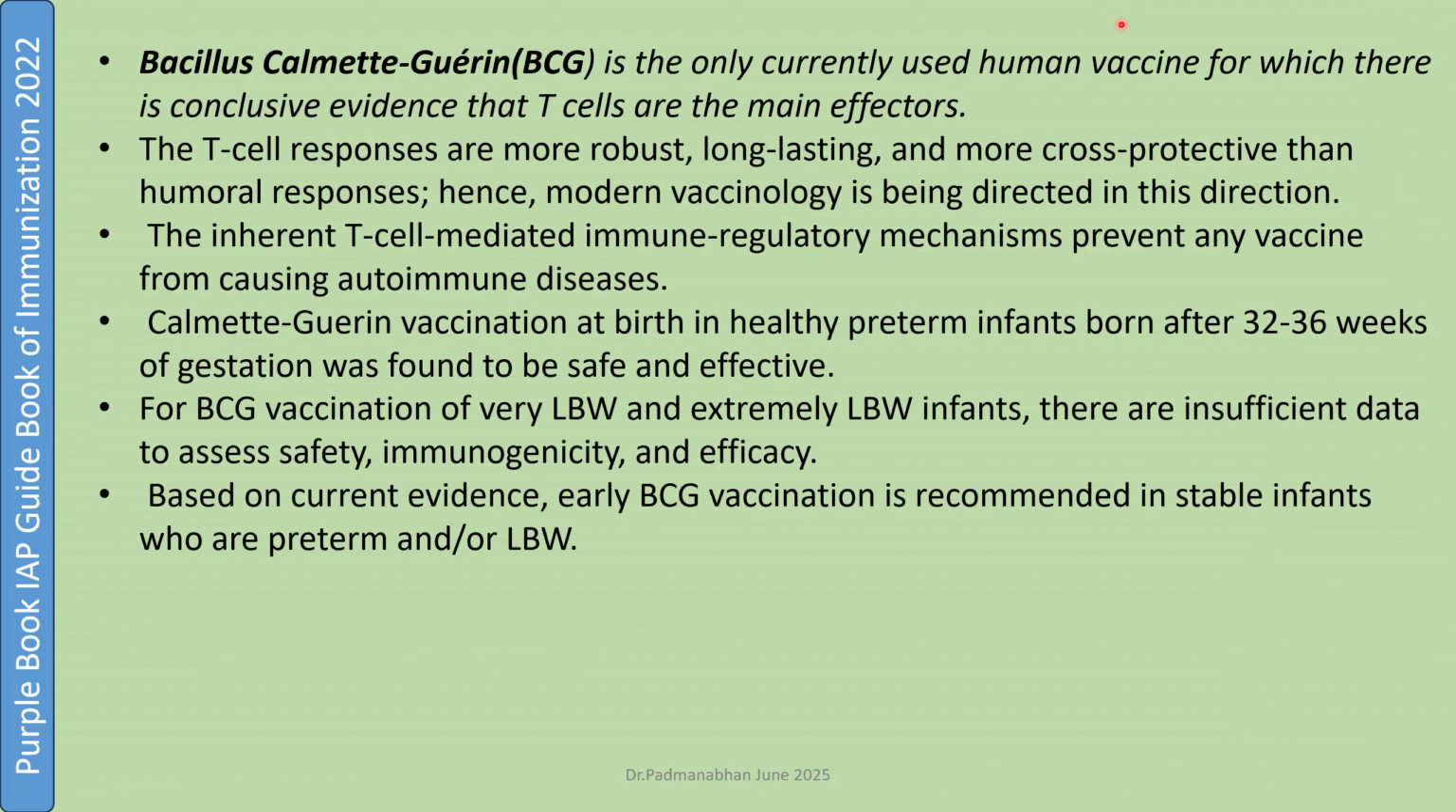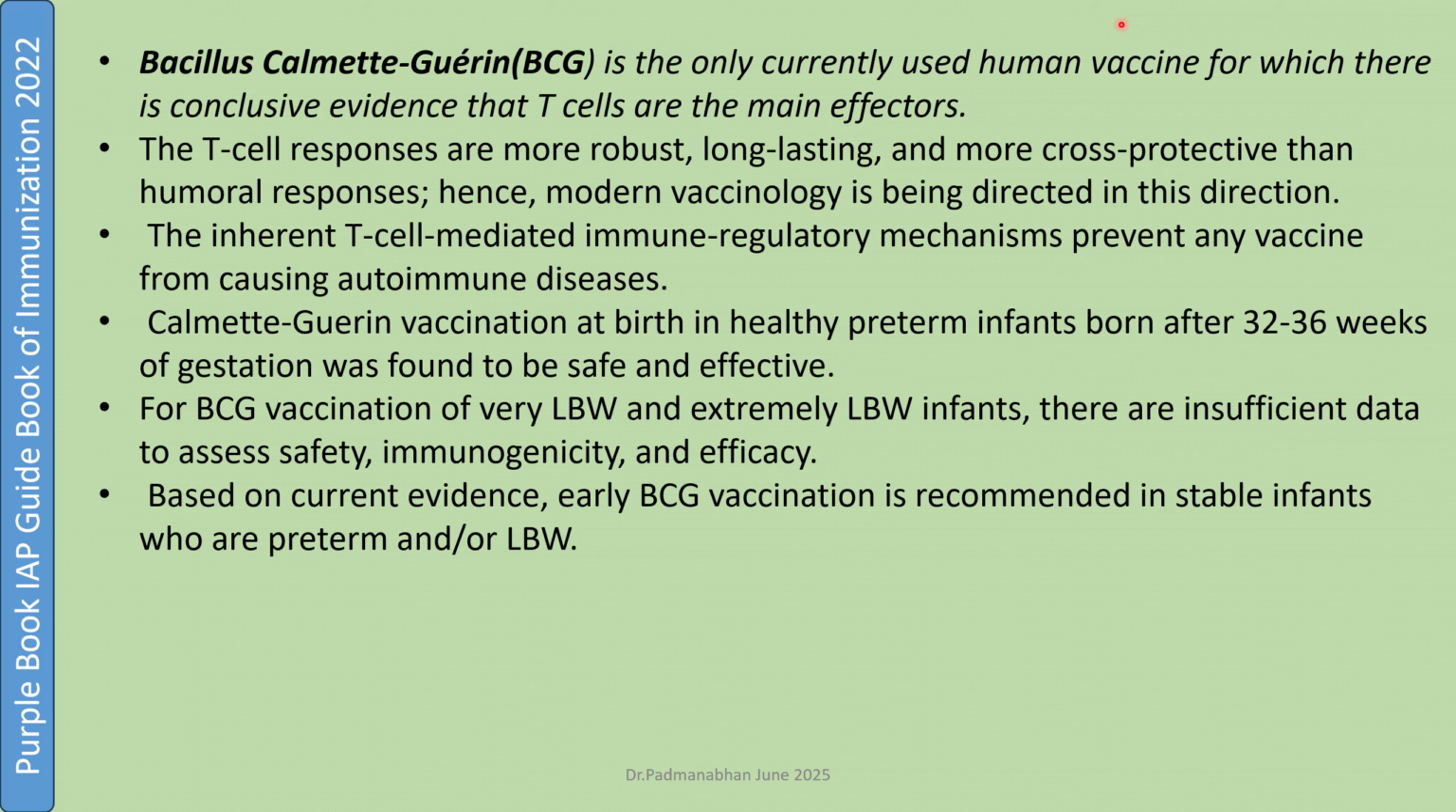BCG vaccination at birth in healthy preterm infants born after 32 to 36 weeks of gestation was found to be safe and effective. For BCG vaccination of very low birth weight and extremely low birth weight infants, there are insufficient data to assess safety, immunogenicity, and efficacy. Based on current evidence, early BCG vaccination is recommended in stable infants who are preterm and or low birth weight.